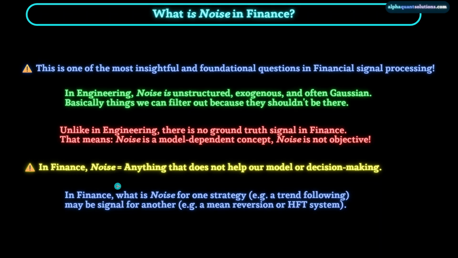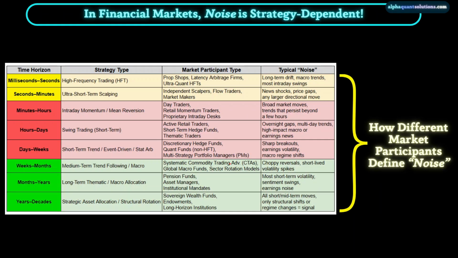As a simple illustration, in finance, what is noise for one strategy, for instance, let's consider a trend following strategy, might actually be a signal for another strategy, for instance, a mean reversion strategy or a high frequency trading system. Hence, in financial markets, noise is strategy dependent.